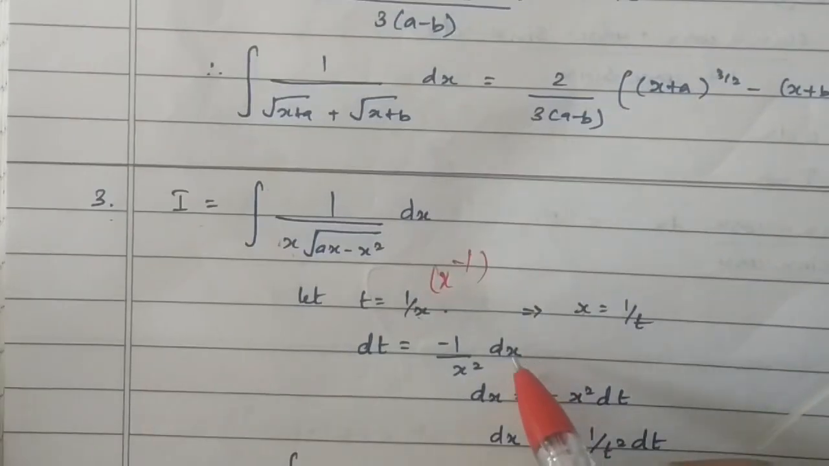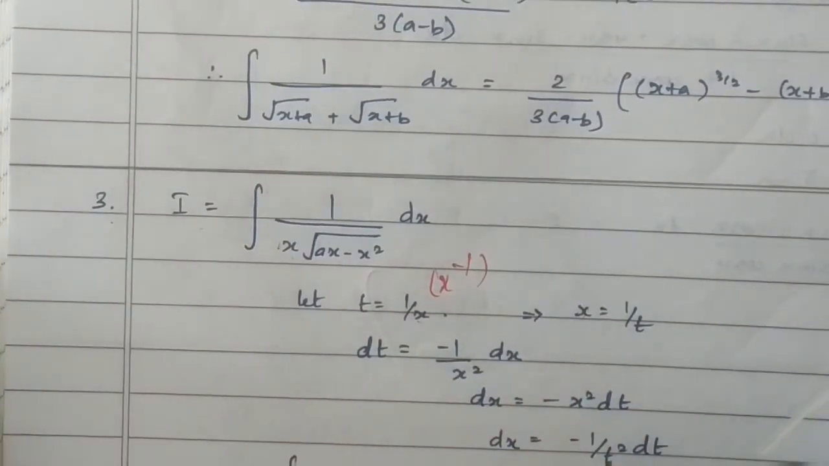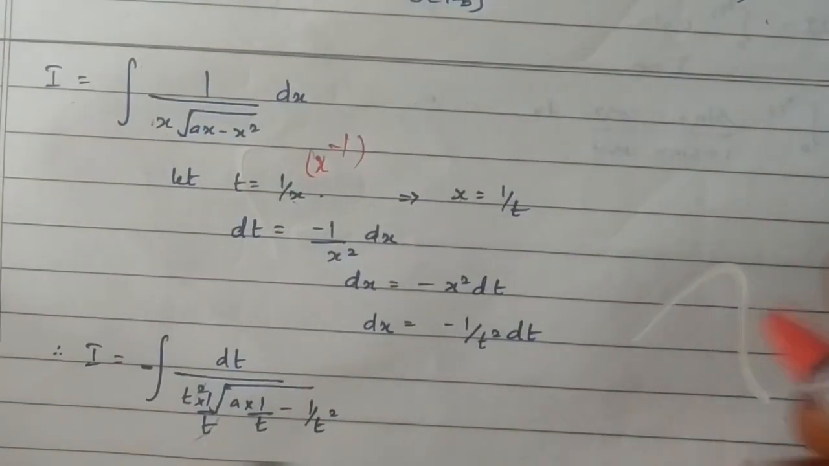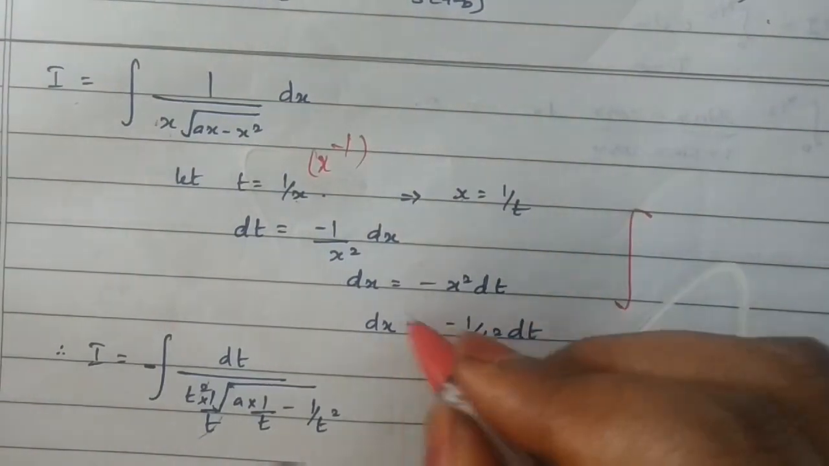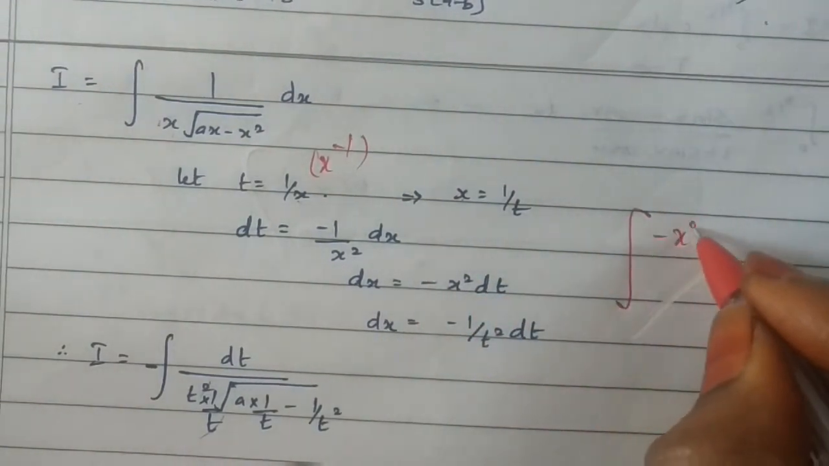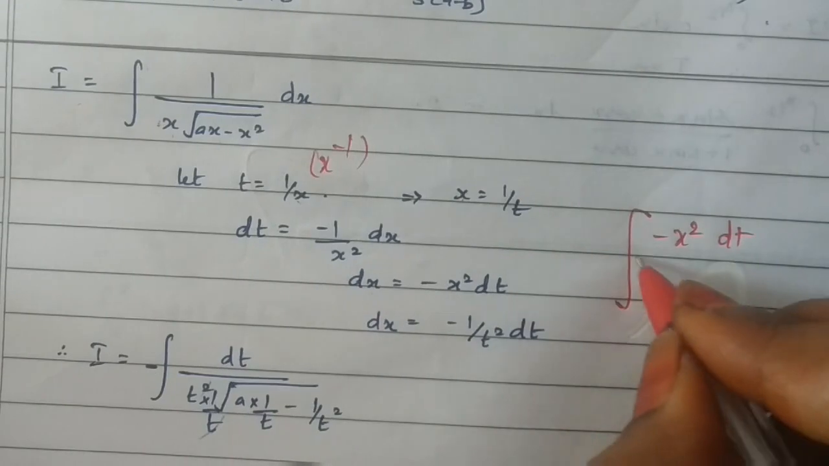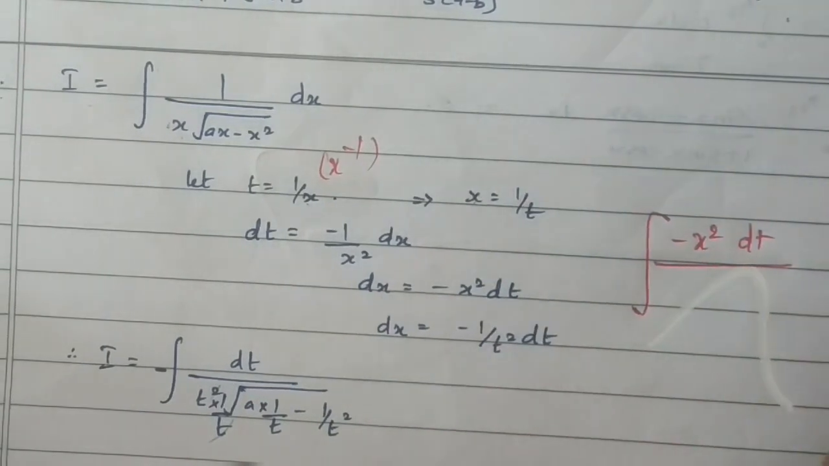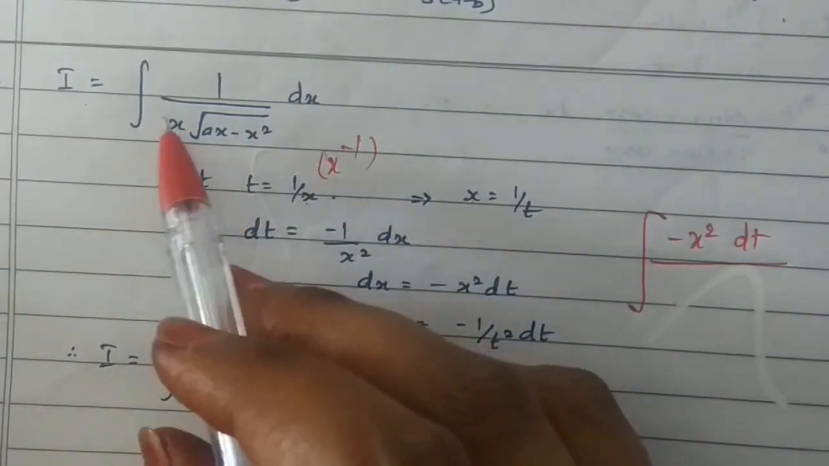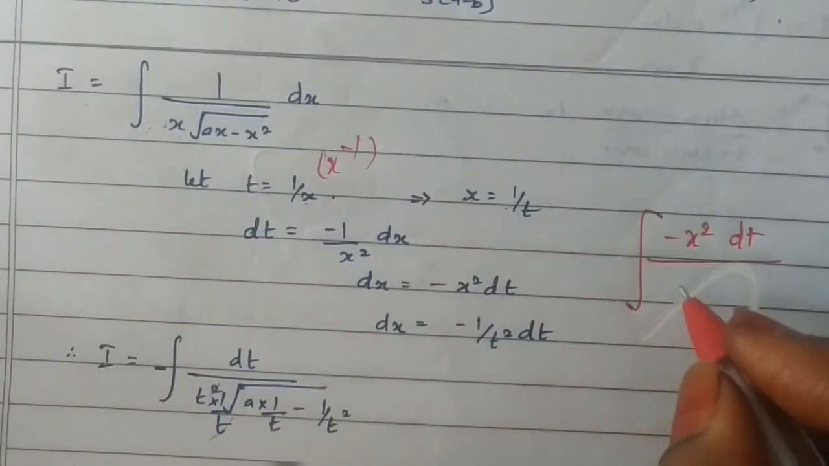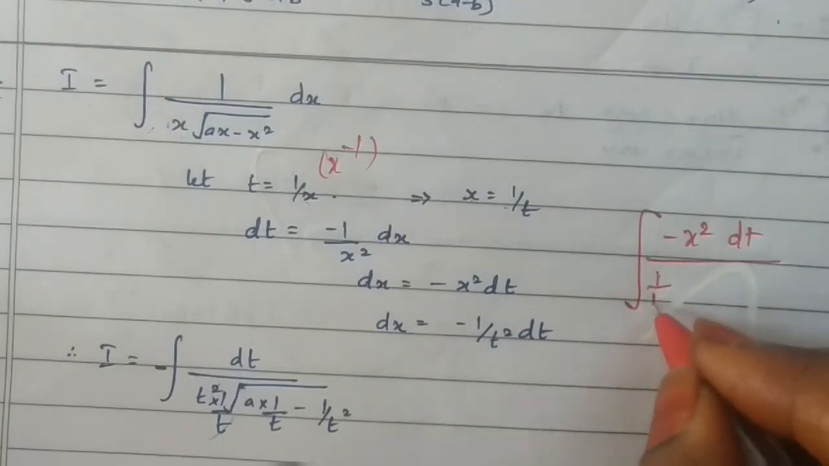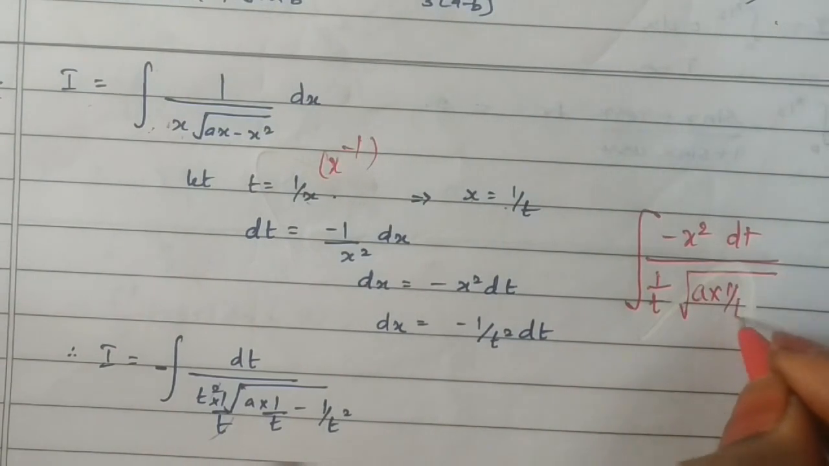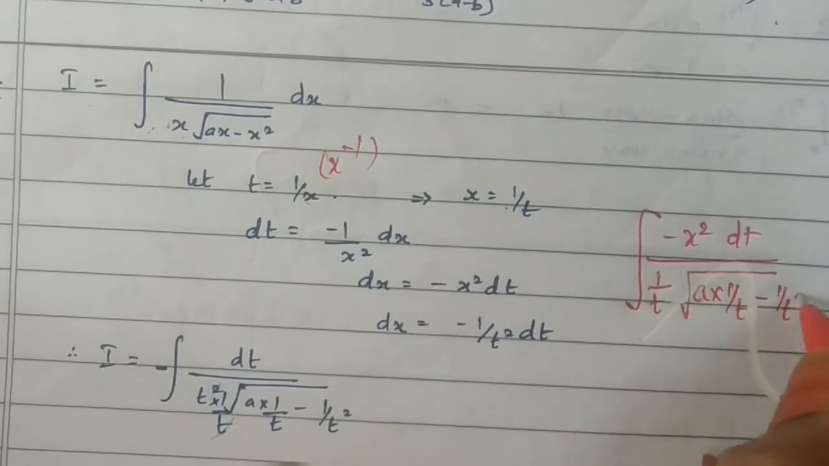So, find out what is the value of dx from this and substitute all these values there. Now, the integral over dx value is nothing but minus x squared into dt divided by, but it should be in terms of t, minus x squared into dt, and here x, what is the value of x? It is 1 by t, root of a into x value is 1 by t minus 1 by t squared.